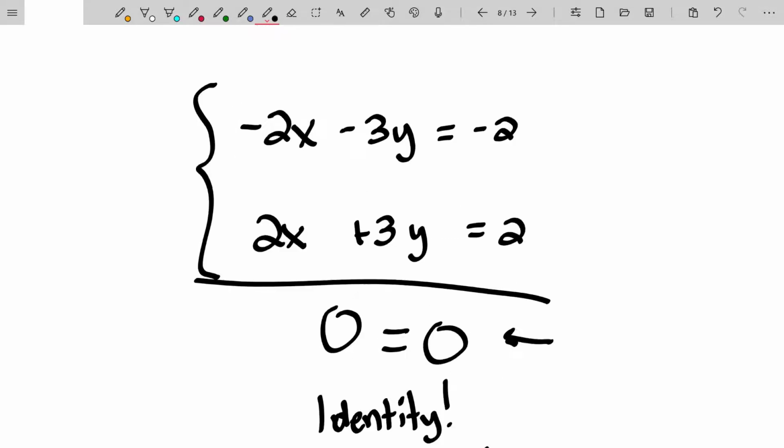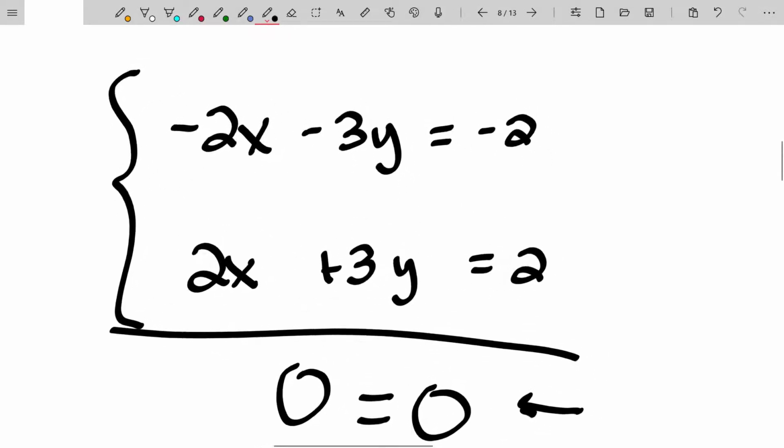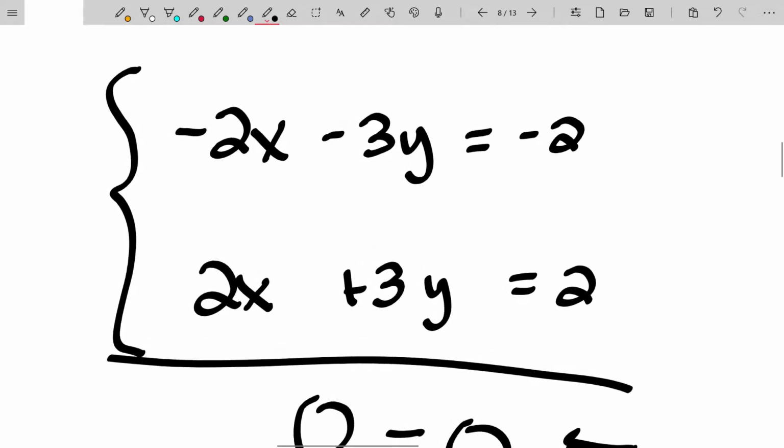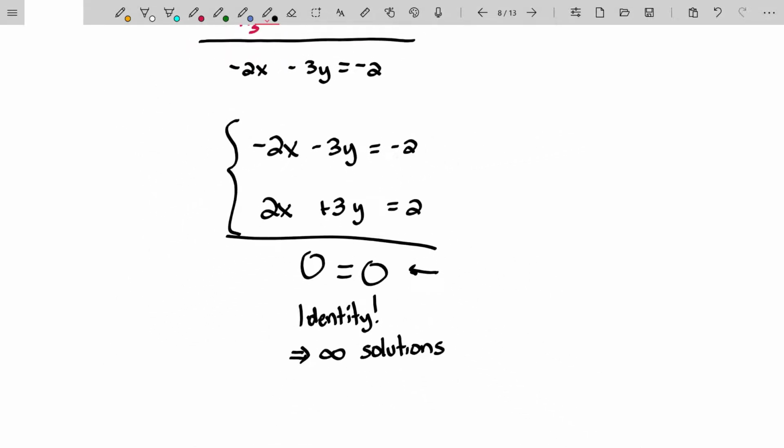Well, since these two equations, when you added them up, became 0 equals 0, which means these two equations are the same equations. You can easily see it. The top equation is just -1 times the bottom equation. So they're the same equation. So you'll grab one of those equations. I'll just grab the bottom one because it's cleaner. And you'll solve for one of the variables. It actually doesn't matter which one.